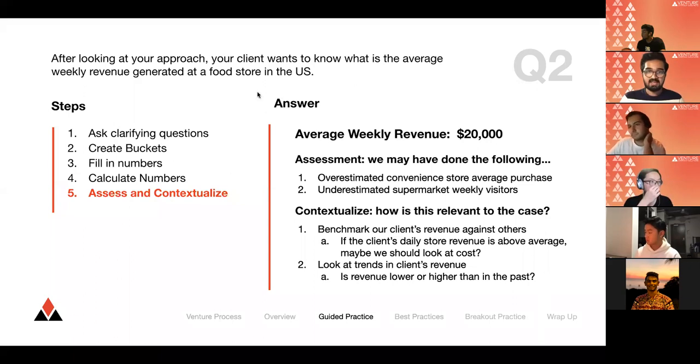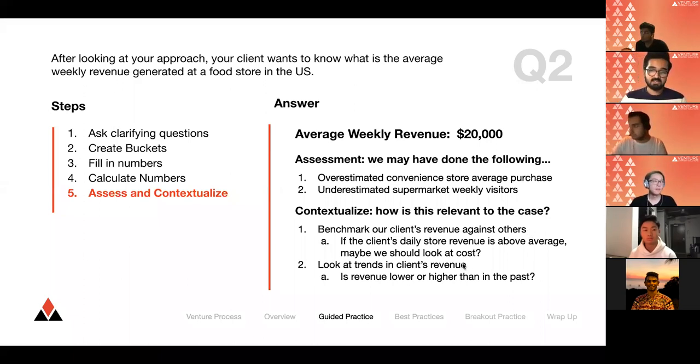Next is to contextualize. How is this relevant to the case? This is really, really important because a case is not isolated. It's not discrete pieces. Everything is a storyline and all the information feeds together. So let's think about ways that this $20,000 figure could be useful. One is benchmarking the client's revenue. This is super important because we mentioned competitors are really important in our framework. And if $20,000 for an average weekly revenue for an average supermarket is our client's revenue, and we look at their competitors and it's exactly the same, then this profitability issue is probably on the cost side.